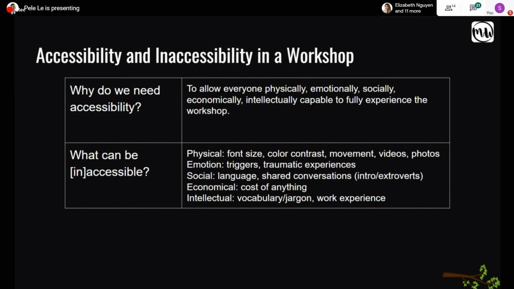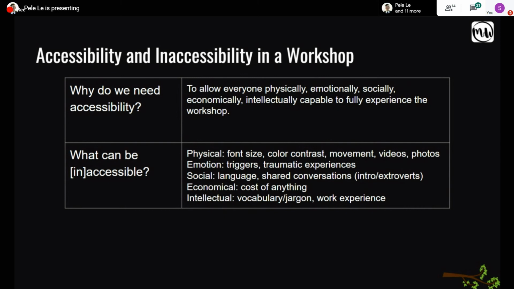And then shared conversations as well. If you just have a workshop that has large group conversations, most of the time only the extroverts or folks who are very comfortable talking in big spaces will talk. And so maybe because you know that, you might want to consider doing more small group conversations.